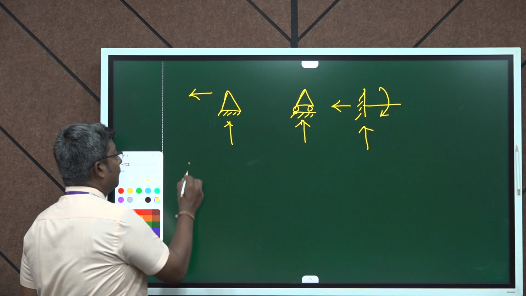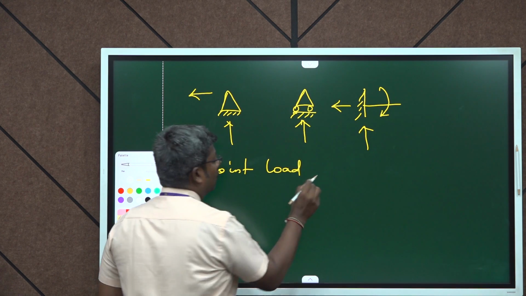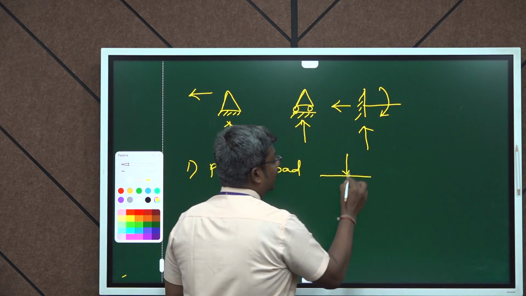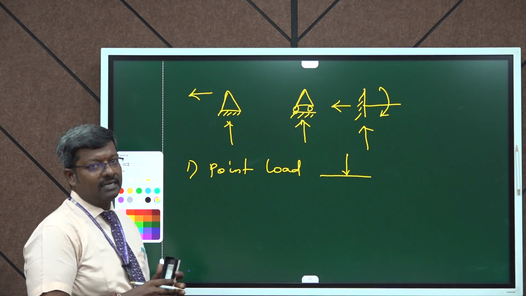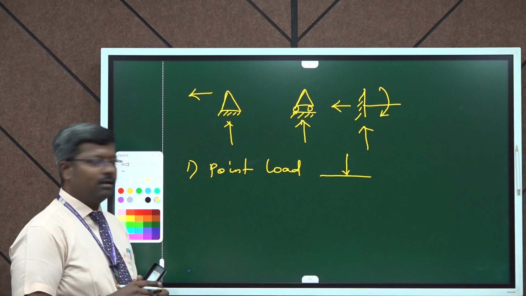The first one is point load. A point load can be represented in a diagram like this. The point load is also called a concentrated load. This will be acting at a single point of a beam.